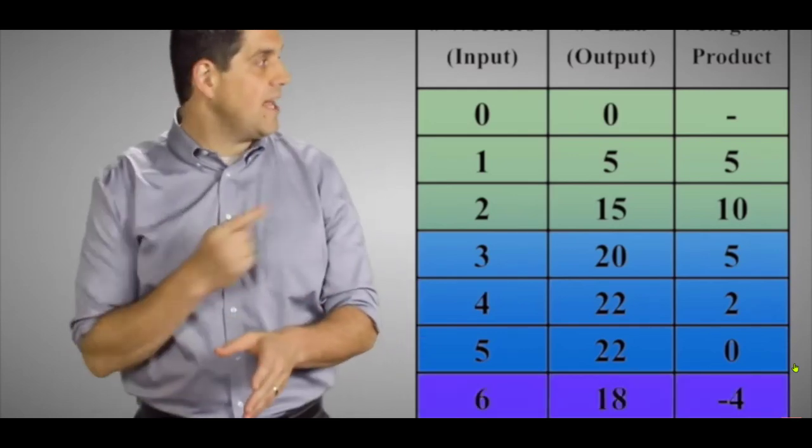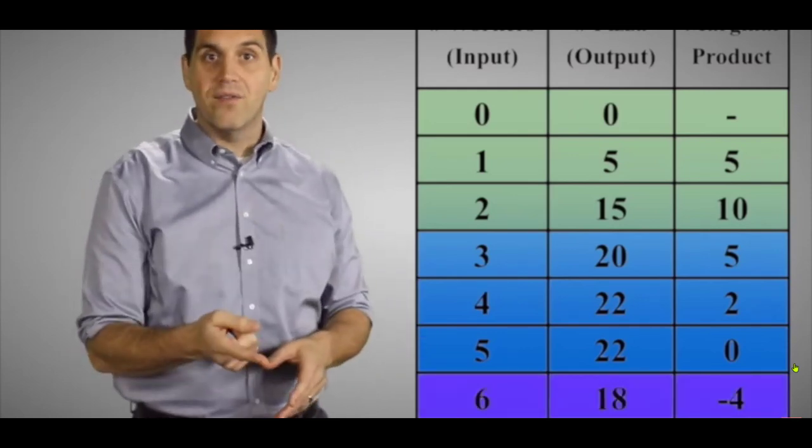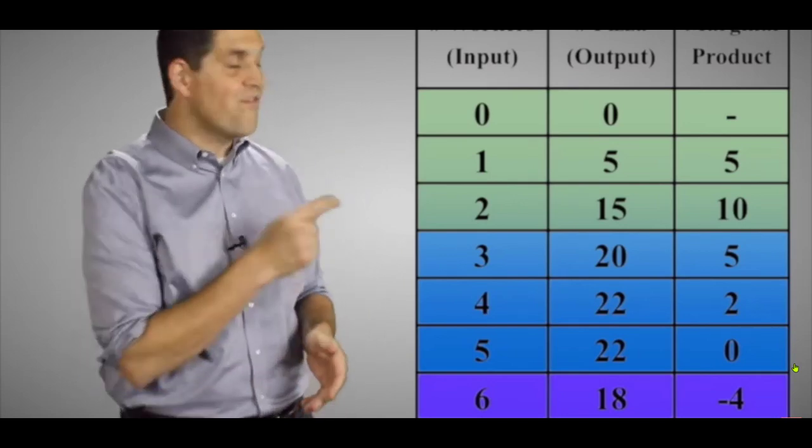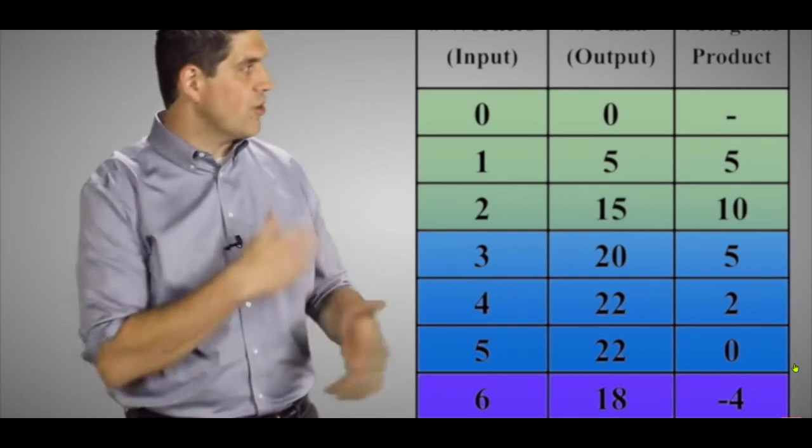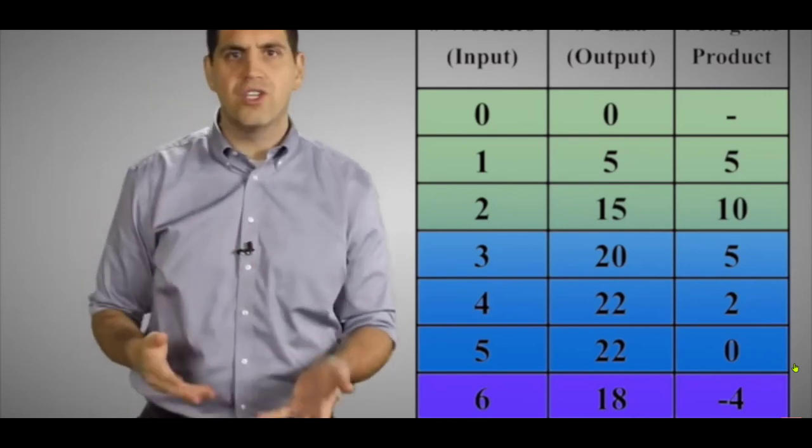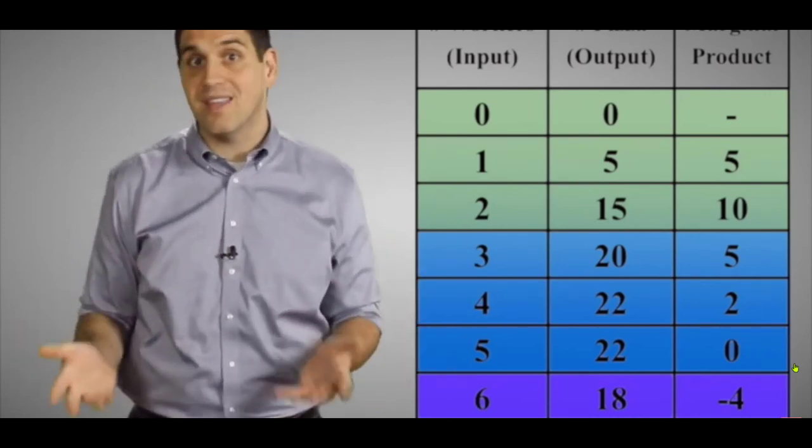Right here is stage 3, and the marginal product is negative, which means the total product is actually falling. This is because the workers are in each other's way, they're fumbling over each other, and there's just way too many cooks in the kitchen.